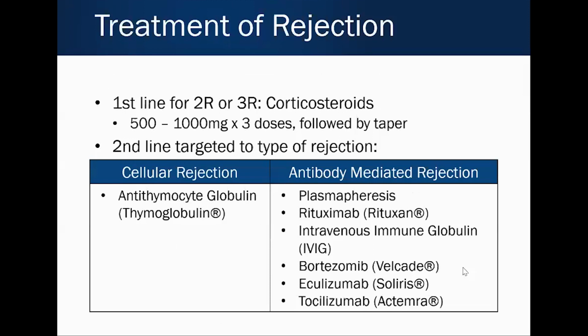Then to flip from maintenance immunosuppression to treatment of rejection. So first line for our 2R or 3R patients is steroids, typically 500 to 1,000 milligrams times 3 doses, followed by our taper. Second line for either more persistent or more severe cellular rejections would be to give a patient Anti-thymocyte globulin, which we already spoke about. Or if a patient has antibody-mediated rejection, we have a plethora of options here, including plasmapheresis, rituximab, IVIG, Velcade, Soliris, and then tocilizumab or Actemra.